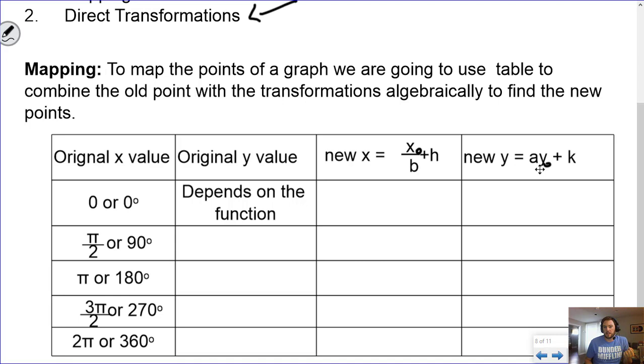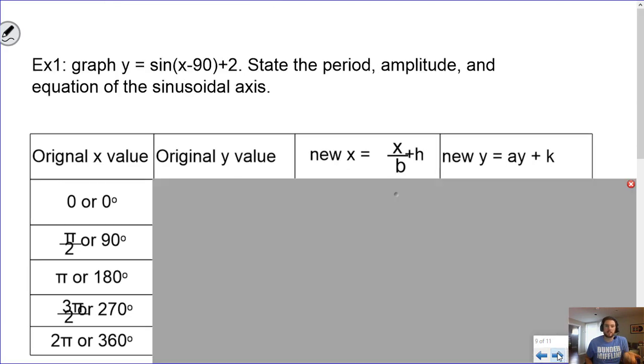In order to calculate our new y values, we're going to take our original y value, multiply it by a, and add k. So let's take a look at an example. So here's an example here. Graph y equals sine of x minus 90 plus 2. And we also want to talk about the period, amplitude, and the equation of the sinusoidal axis.